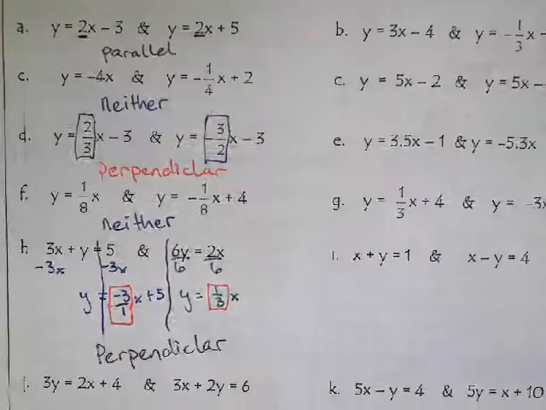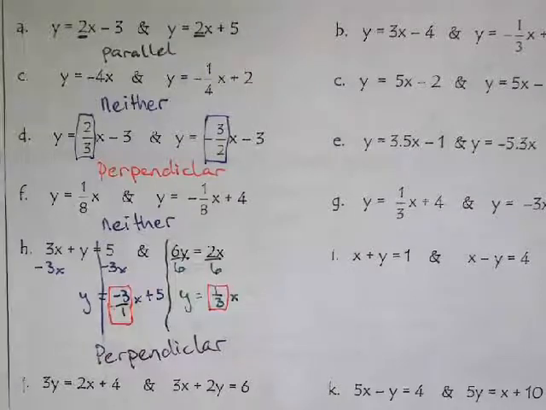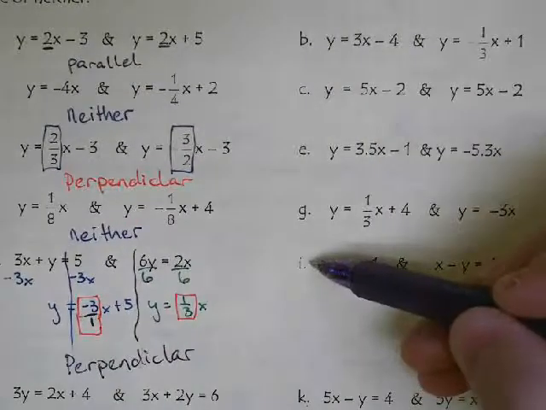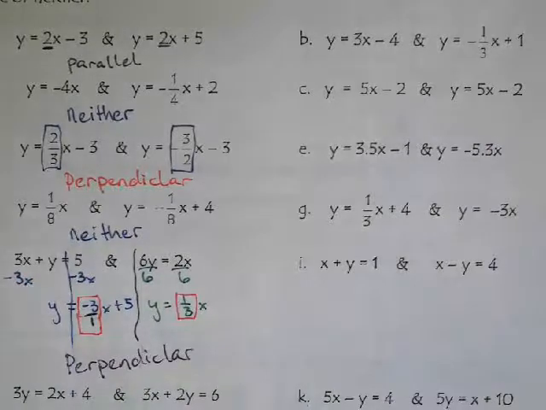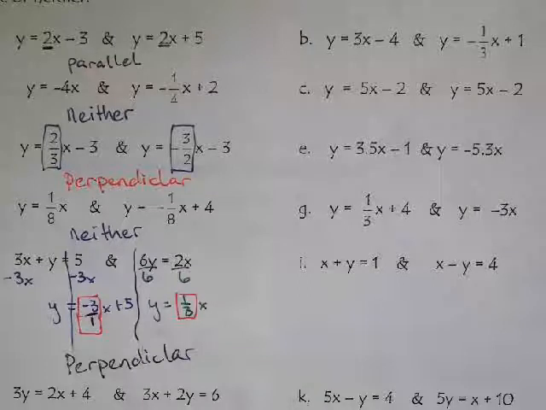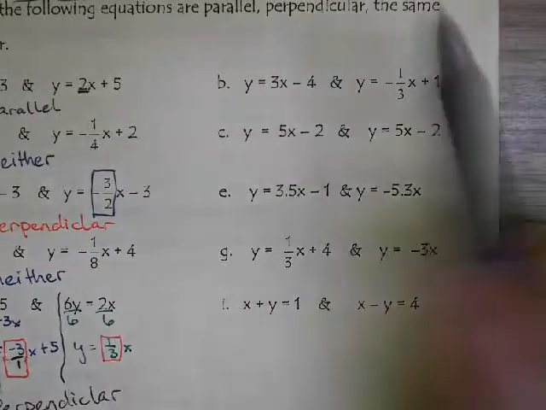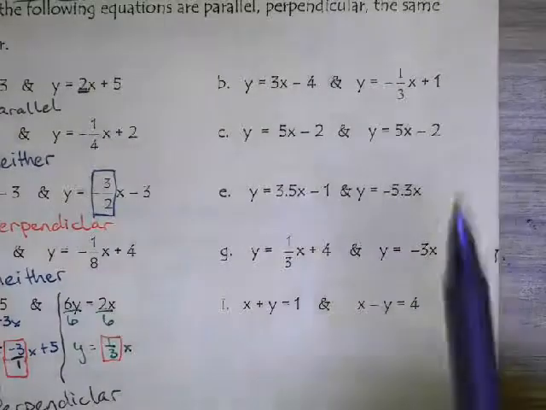Okay, at this point I'd like you to pause. Go ahead and try B through I and see if we can come up with these same ideas. Okay, so hopefully you tried B through I. We're going to move through this kind of quick.